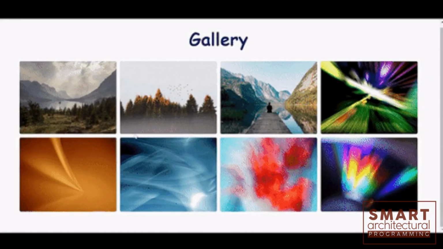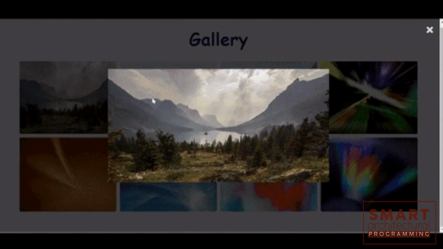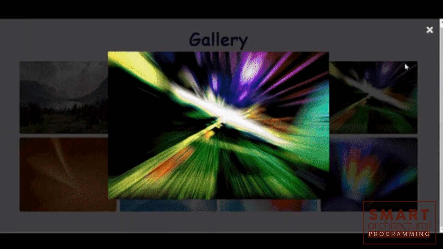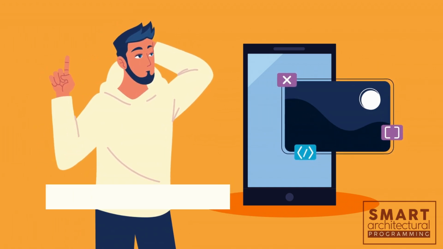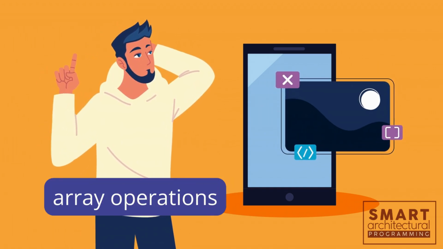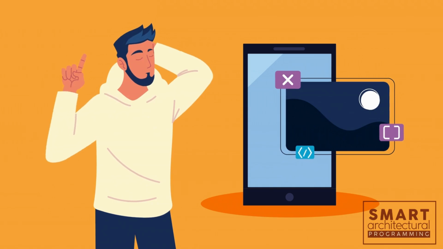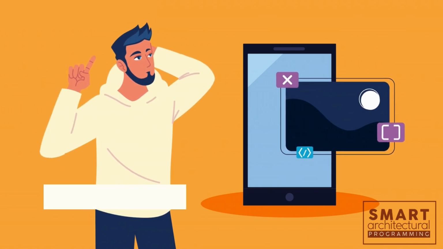And there you have it. A simple yet functional image gallery with filtering and sorting capabilities using JavaScript. This project demonstrates key concepts like DOM manipulation, event handling, and array operations. Try expanding this project by adding more features like pagination or advanced filtering.